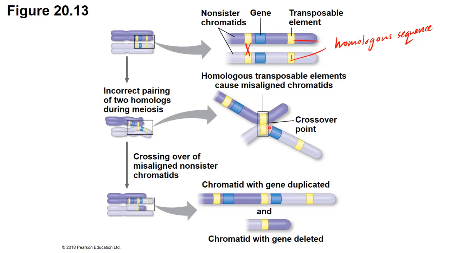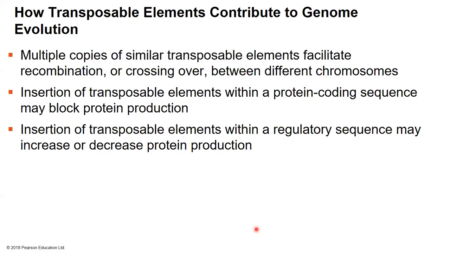what will happen is that we have incorrect crossing over, and this might lead to gene duplication on one of the chromatids and the deletion of the gene from the other chromatid. Okay? So one of the ways transposable elements might contribute to genome evolution is through the incorrect crossing over during prophase 1 of meiosis.